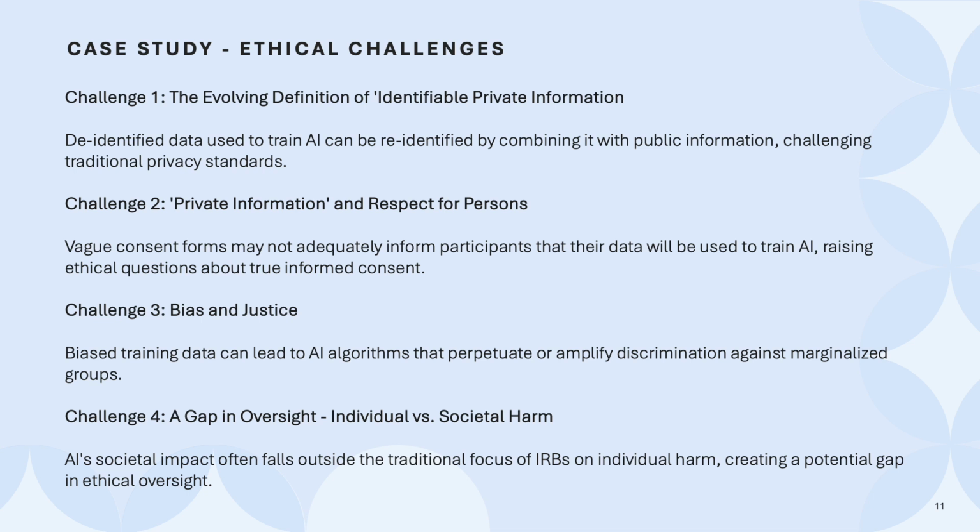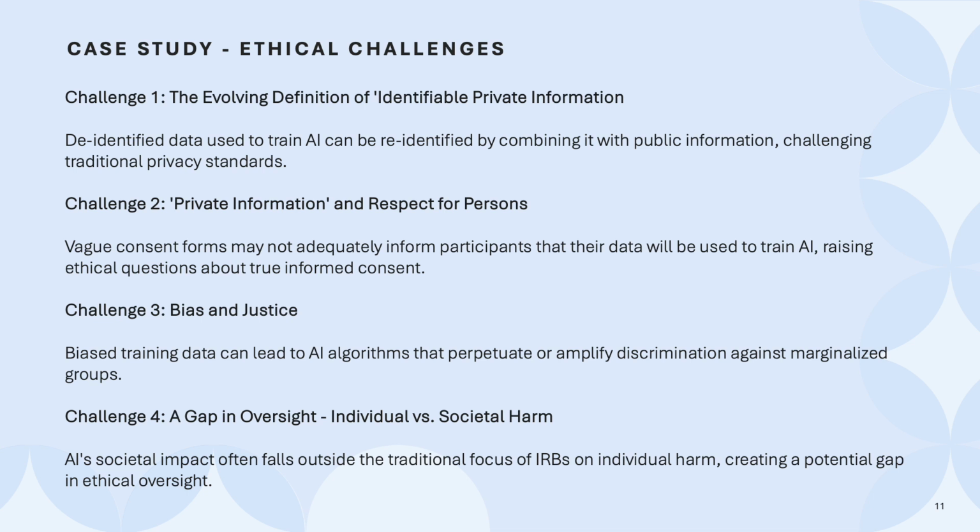For the third challenge, we have the immense issue of bias and justice. An AI is only as objective as the data it learns from. If the training data contains historical biases, and it sometimes does, the resulting AI can perpetuate or even amplify discrimination against already marginalized groups. And finally, there is a potential gap in oversight between individual and societal harm.